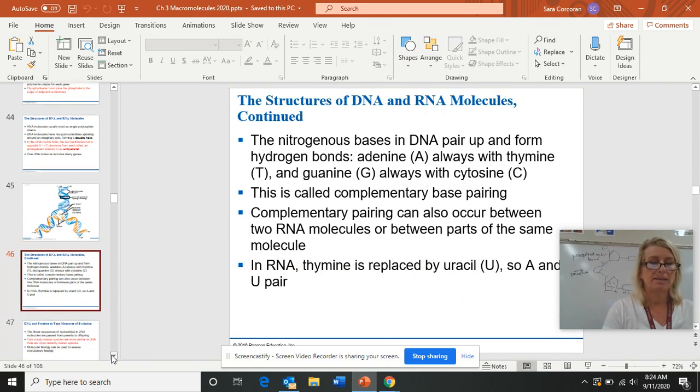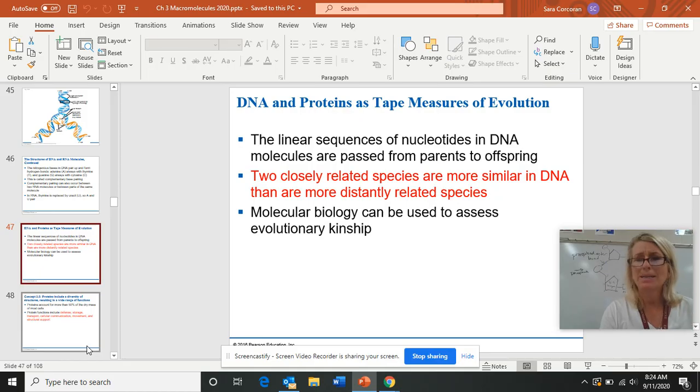Base pairing, you get it. Okay, and this is straight up from evolution. Two closely related species share more similar DNA than distantly related species. That is not earth-shattering and new information.